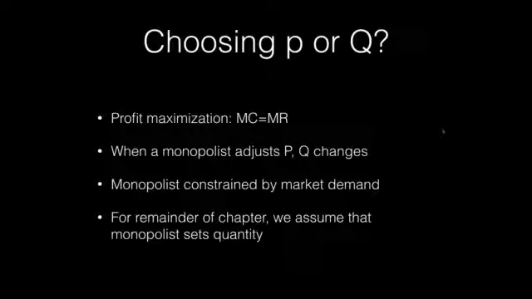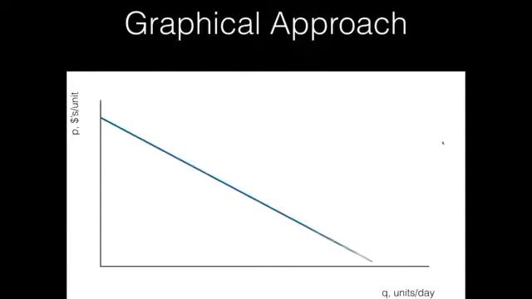For the remainder of this chapter, the monopolist is going to be setting quantity, and then from that quantity, the price in the marketplace is going to be determined by the demand curve. So let's take a look at a graphical approach. We have our demand curve and our marginal revenue curve. Roughly, I tell students that the marginal revenue curve should intersect the halfway point between the origin and where the demand curve intersects the x-axis. So this is roughly the halfway point here, with our downward sloping demand curve and the associated marginal revenue curve.